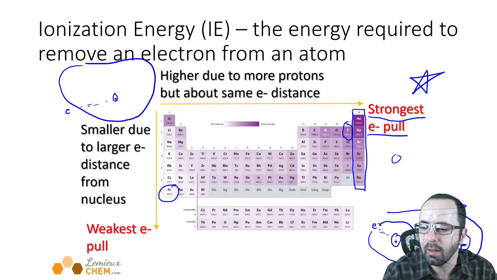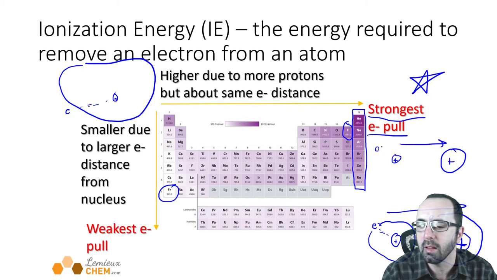So basically, what I was saying is that we get more and more protons as we go left and right on the periodic table. The electrons aren't any farther away.